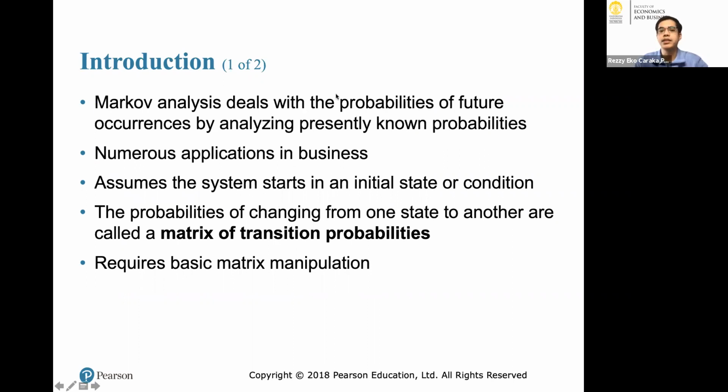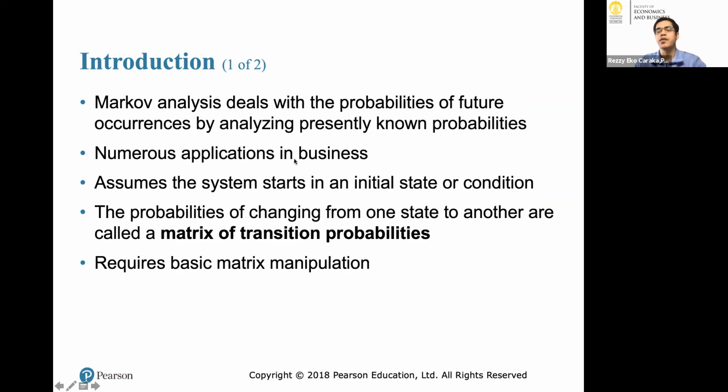So Markov analysis is about calculating probabilities, because in statistics we have to know the probabilities of the future. So we can get probabilities from 0 until 1. The scale of probabilities is not more than 1. That's why Markov analysis is very popular in its applications in business and logistics areas. So we can assume the system starts in an initial state or condition.